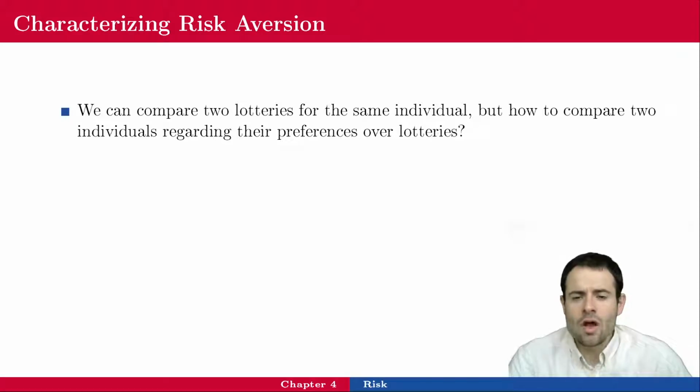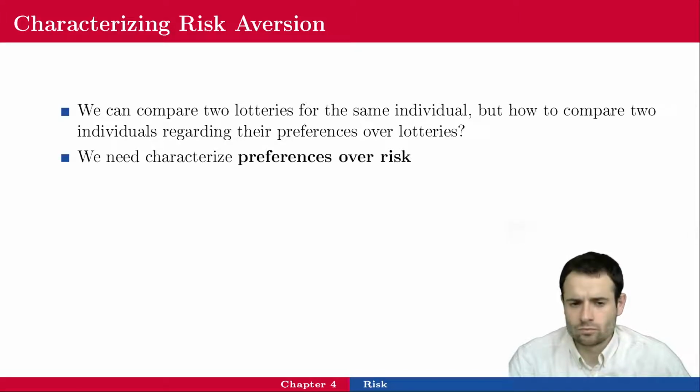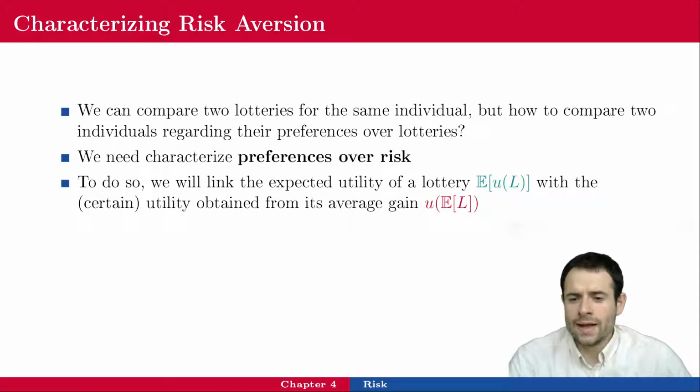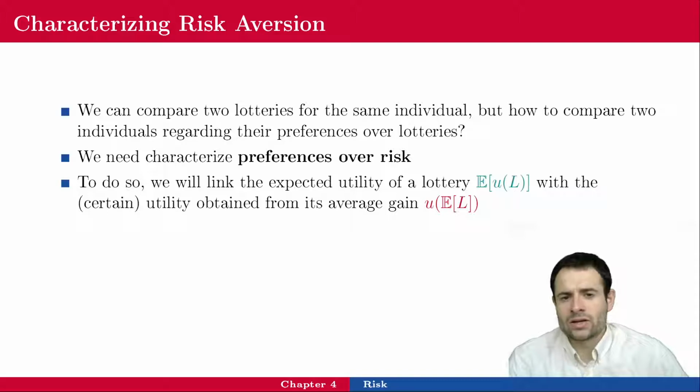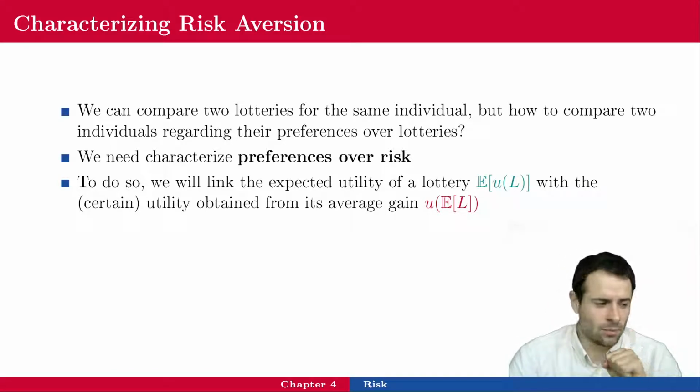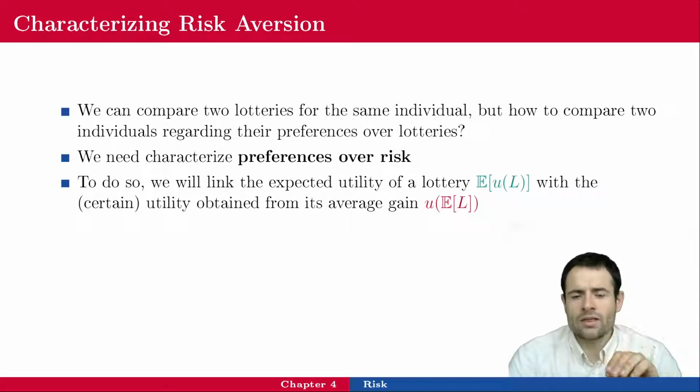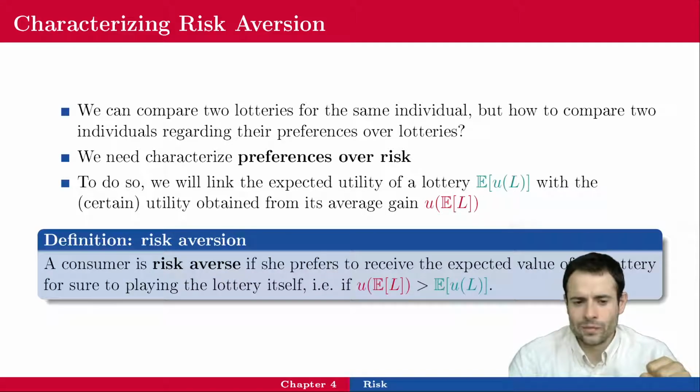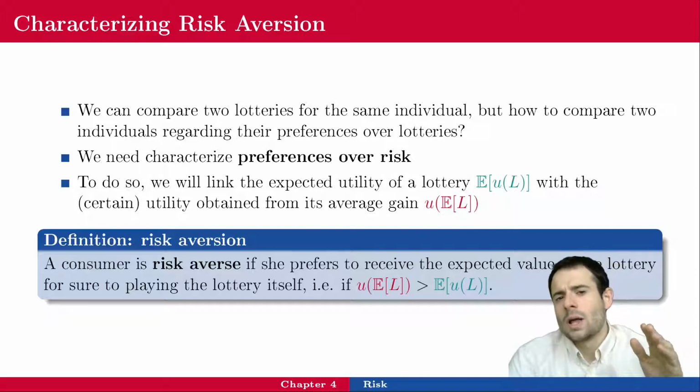Then we went into what it means to be risk averse and how we compare two individuals who are both risk averse. First of all, we need to define what it means to be risk averse. This is why we compared the expected utility of playing the gamble with the certain utility from gaining the average amount of the lottery. We saw that risk aversion is defined as U of expectation of L bigger than expectation of U of L. So the agent prefers to get the average value of the lottery for sure over playing the lottery itself.